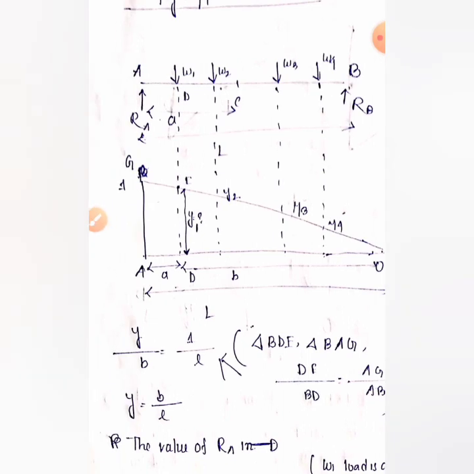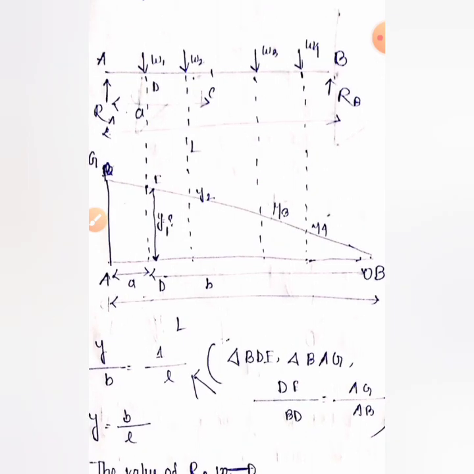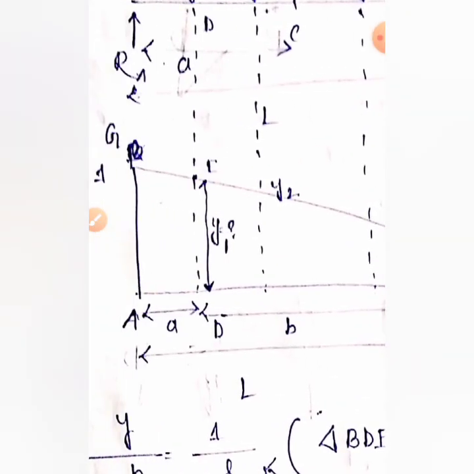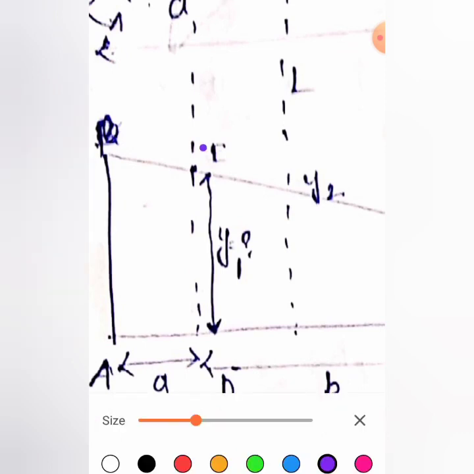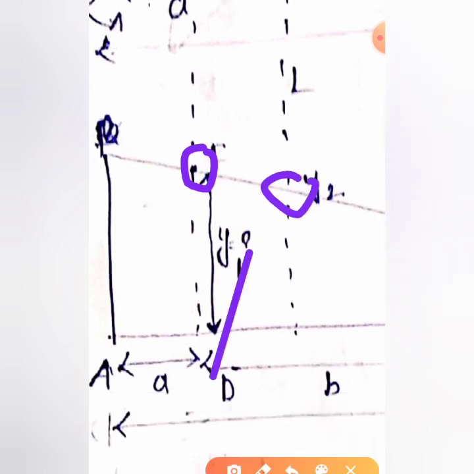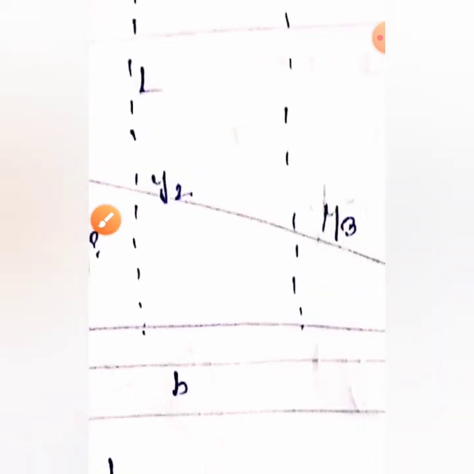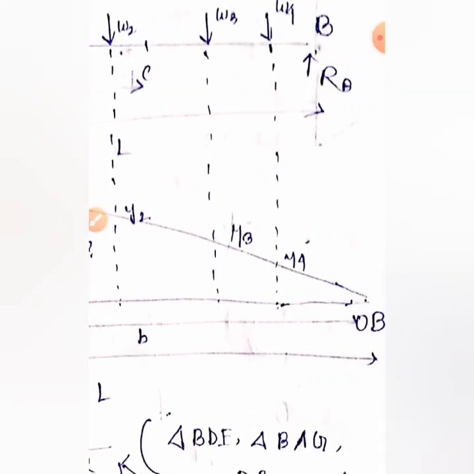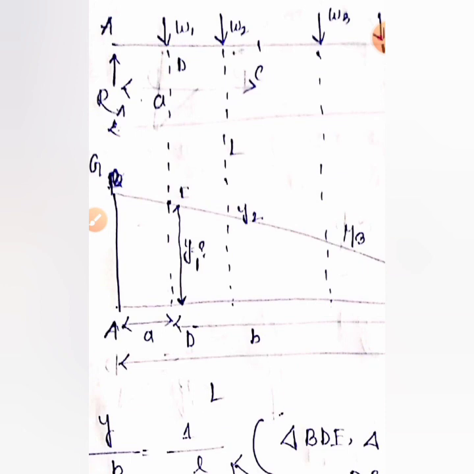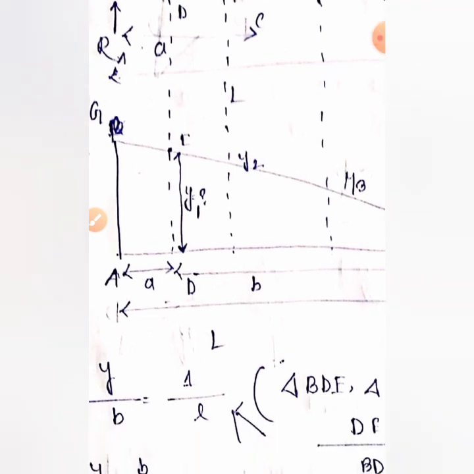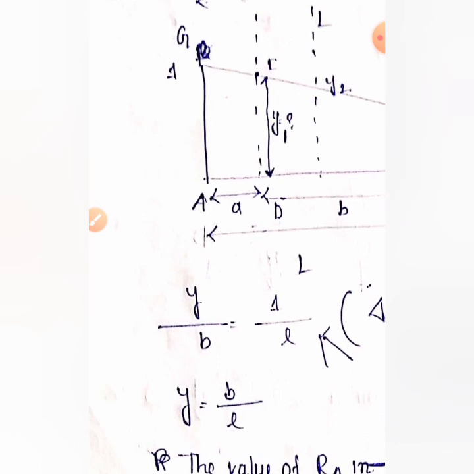Now we have to find the value of ordinates at the points. What does it mean? It means the value of y1, y2. That means we have to find these values. Let me show it. Y1, Y2, Y3, Y4. And after finding the values of Y1, Y2, Y3, we have to multiply with the loads. Now the question is how we'll find the values of Y1, Y2.